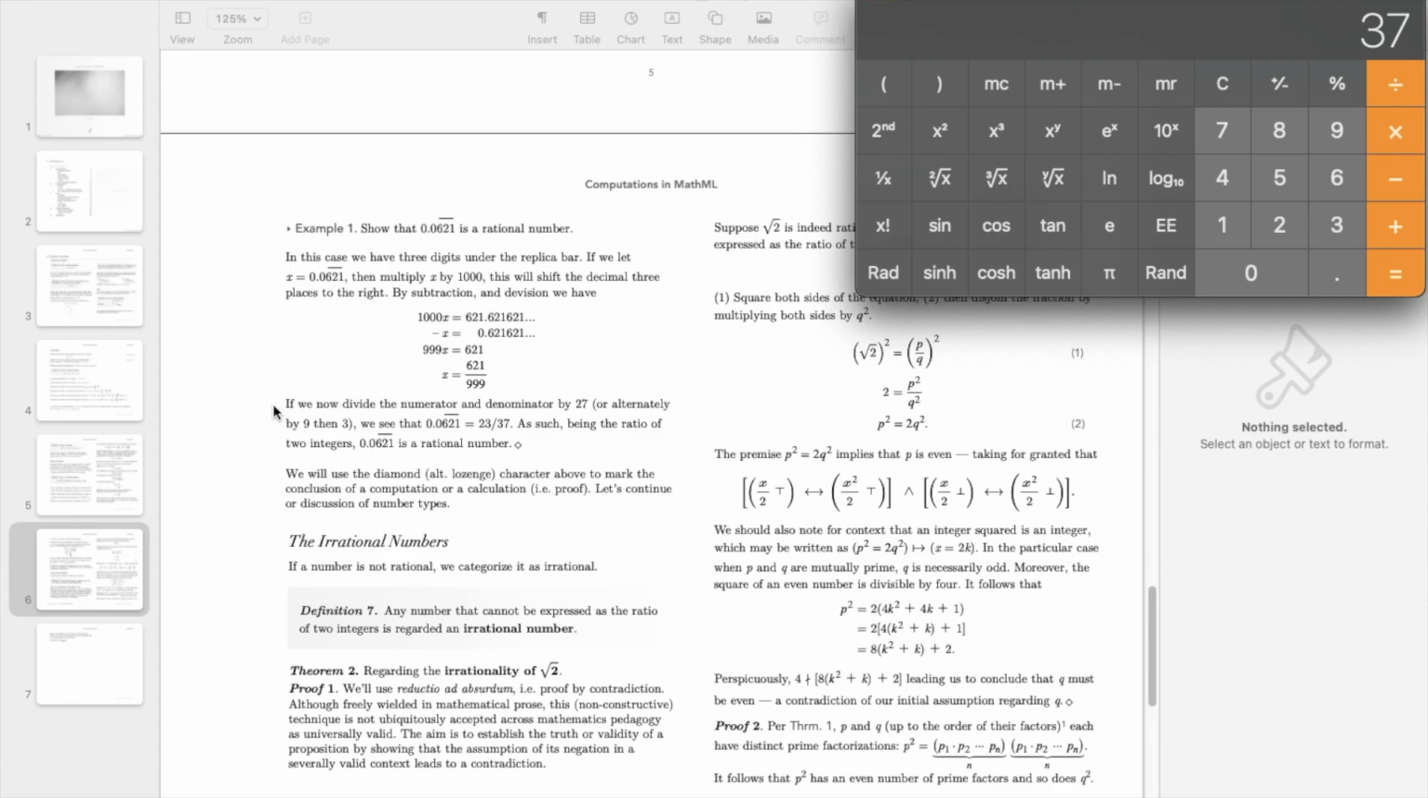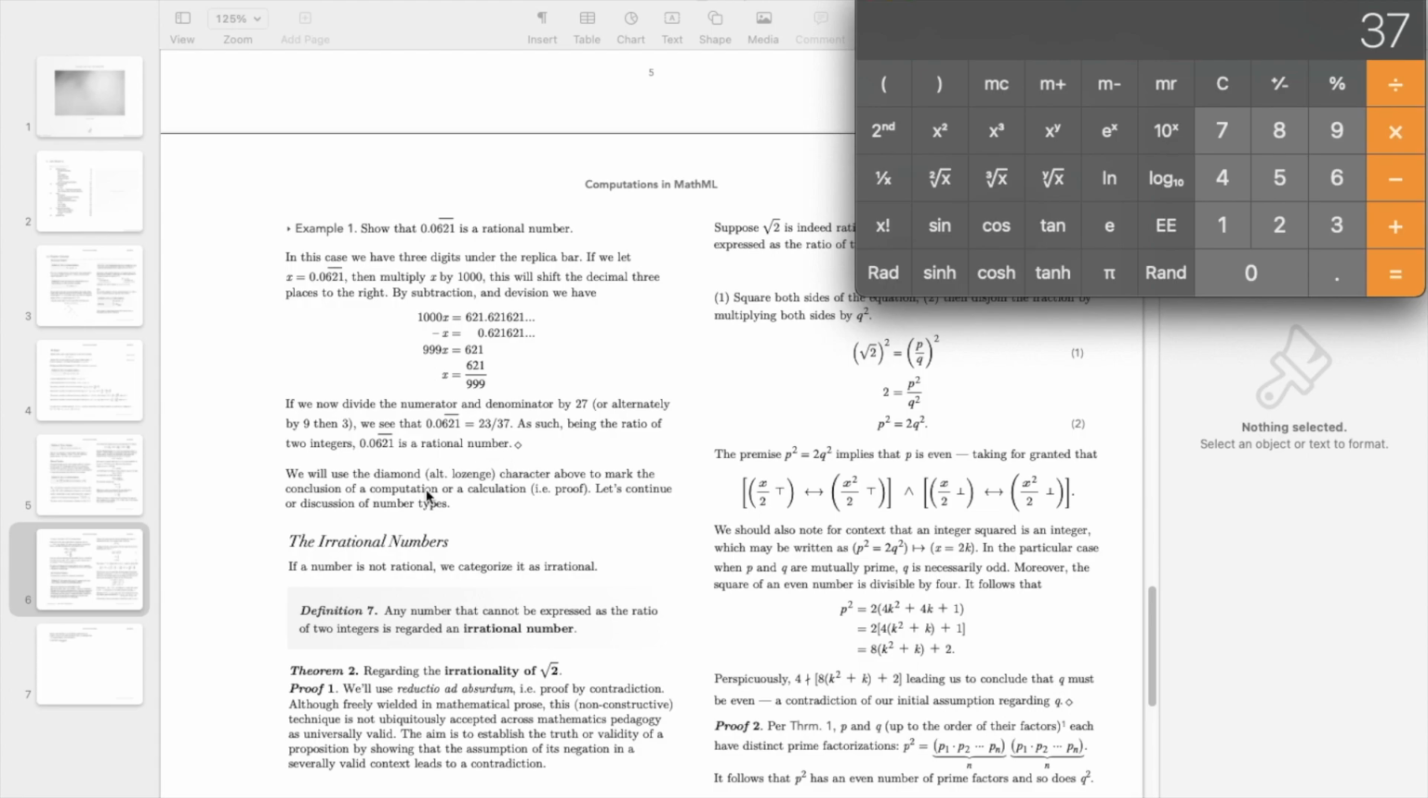So we've just gone over two different ways for reducing this sort of fraction that might be not explicitly large numbers, but larger. So we have some very straightforward ways for reducing fractions of this size. As such, being the ratio of two integers, 0.0 repeating 621 is a rational number.